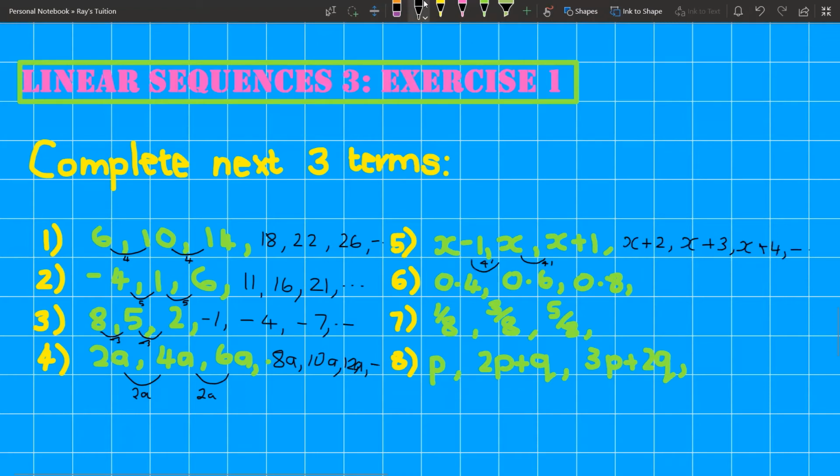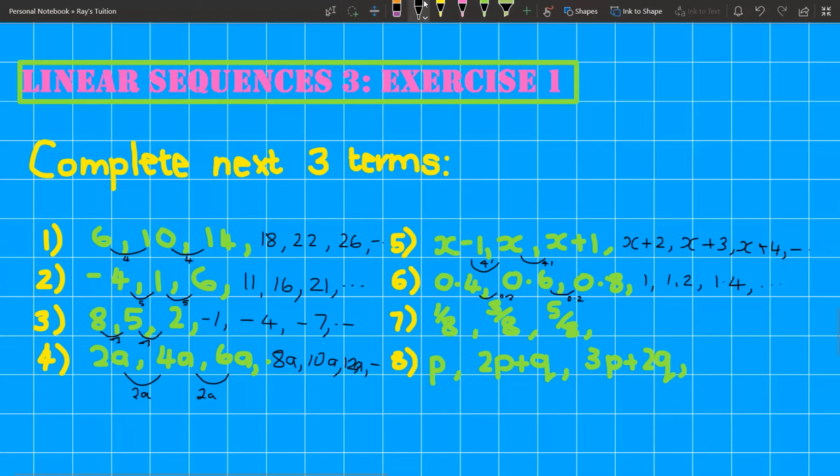Okay, so the next one is decimals. I know decimal fractions scare some people, but they really shouldn't, because you treat them the exact same way. So we find out what's the common difference. So how did we get from 0.4 to 0.6? We added 0.2, and then from 0.6 to 0.8, we added 0.2. So our common difference is 0.2. So 0.8 plus 0.2 is 1. Then 1 plus 0.2 is 1.2, and then 1.2 plus 0.2 is 1.4.